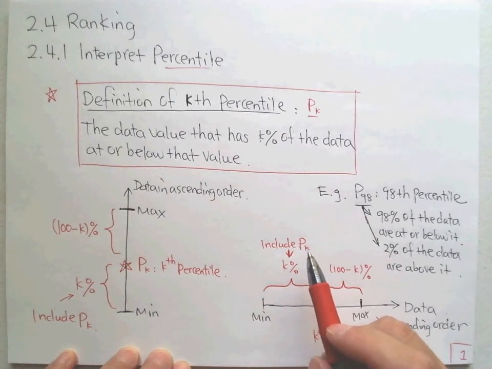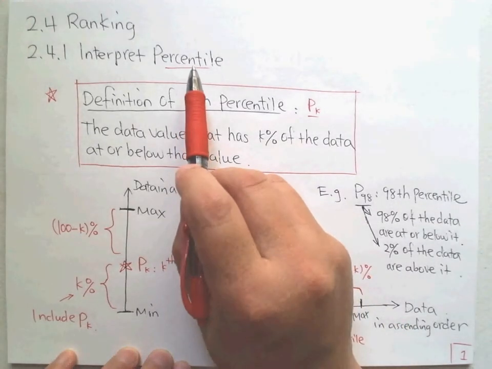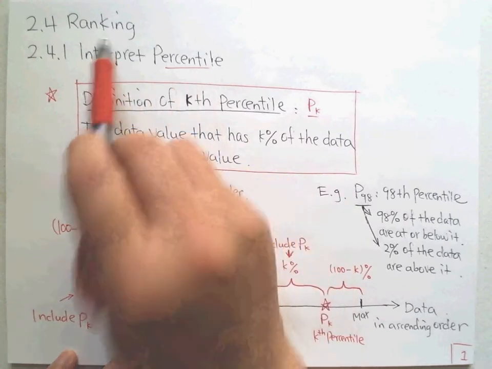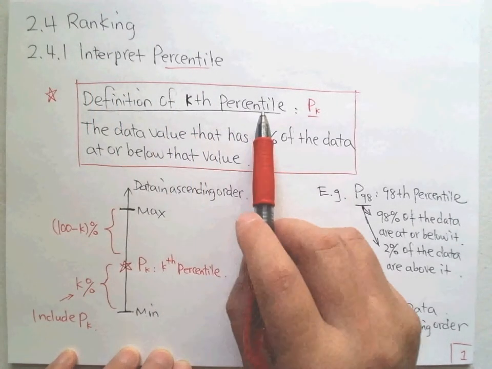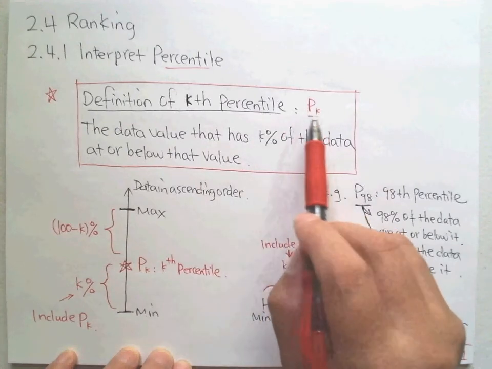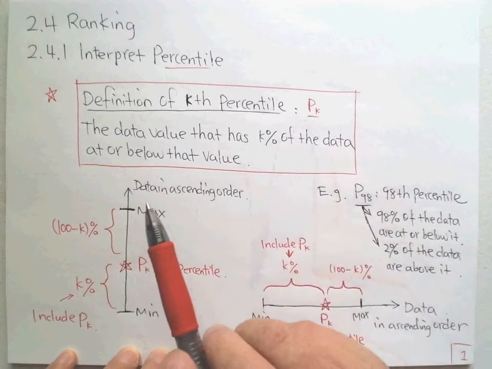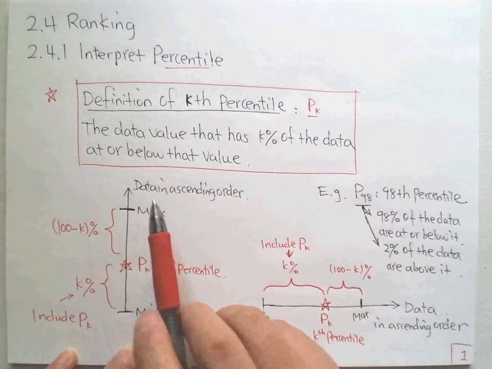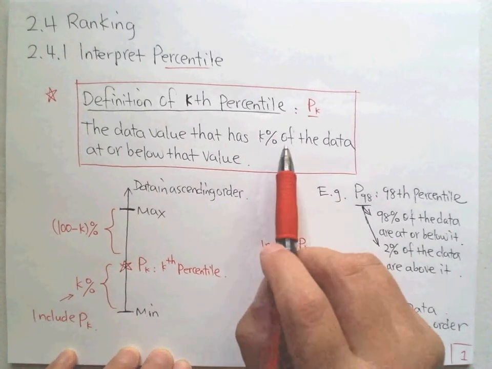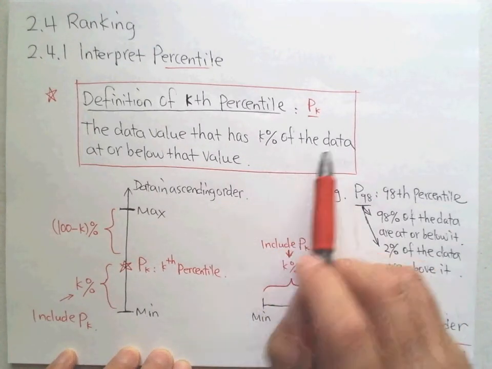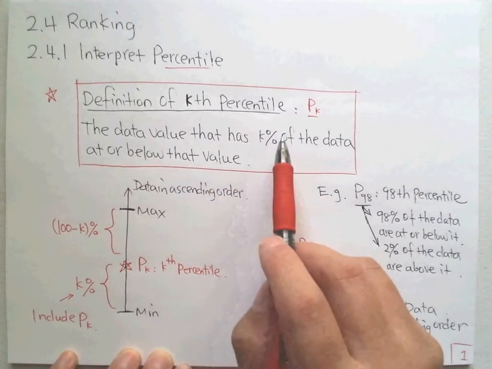In this lecture, I am going to introduce percentile, which is basic for ranking. What is the definition of the kth percentile? Sometimes we write it as PK, capital P with subscript K. What does this PK mean? It means the data value such that k percent of the data are at or below that value. K percent of the data at or below that value means what?